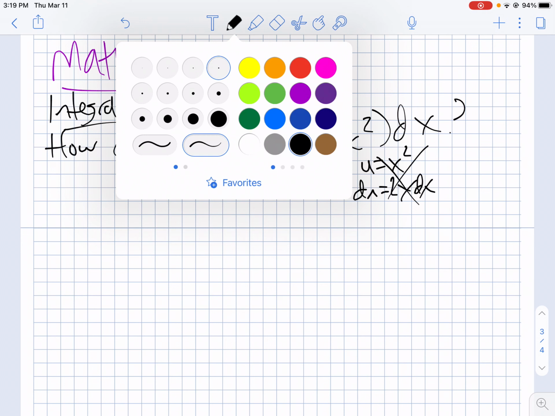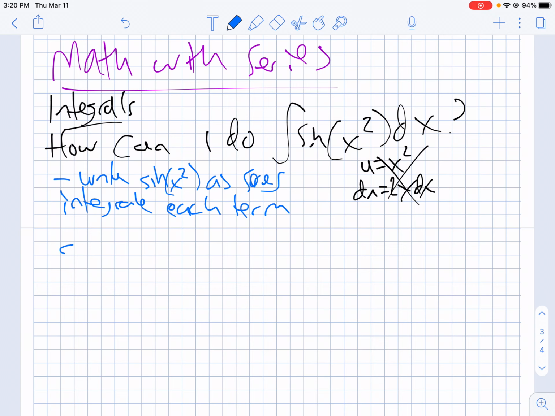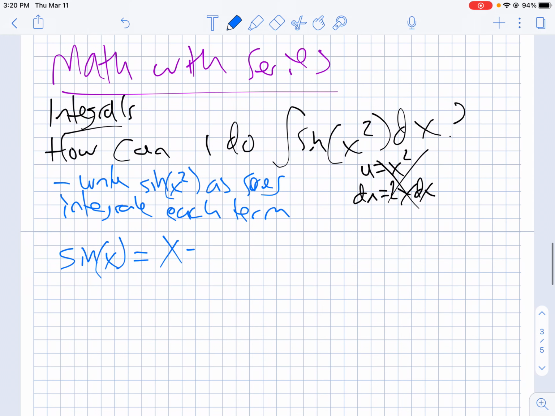So the way we're going to do this integral is we're going to write sine of x squared as a Maclaurin series, and then integrate each term and integrate the general term. It seems weird, our answer is not going to be a closed function, but we will be able to write our answer as a series. So we can start with sine of x, which of course, we're still good students, so we have that memorized.